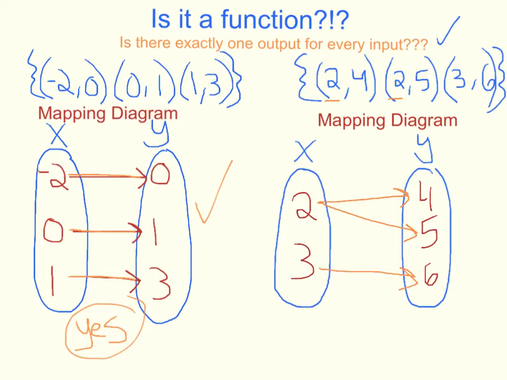Think about our definition again. Every input has exactly one output. But if you look here, the input of 2 has 2 different outputs, which means no, this is not a function.